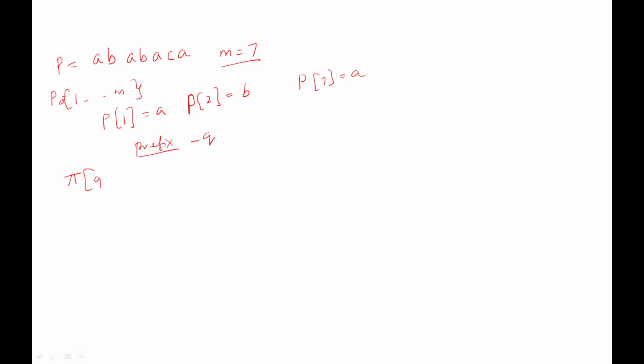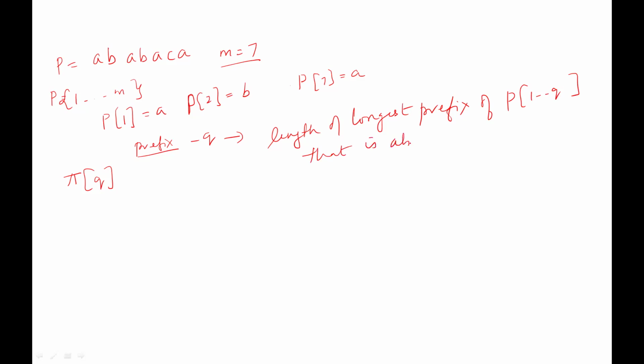So we say pi of Q is given by, what is Q? The length of the longest prefix in the string that we are currently looking at, P of 1 to Q, that is also a suffix in that particular string. Usually it's the length of the longest proper prefix.